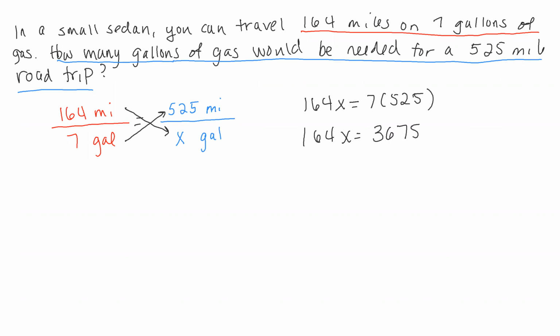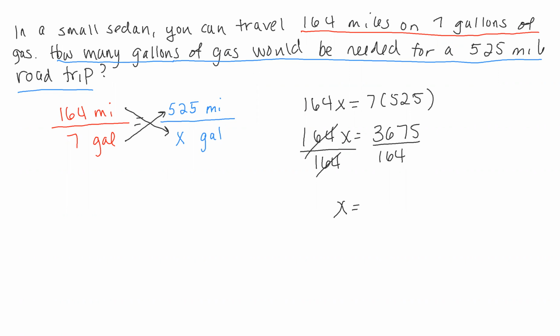So I've got my equation. I need to get X alone. Remember, when you're solving these equations, your goal is to get X alone. And the way we get X alone is we undo what has happened to X. Well, what has happened to X here? It was multiplied by 164. So I'm going to divide by 164. And to maintain balance or equality, I'm going to divide by 164 on both sides of the equation. On the left, the 164s cancel, leaving me just 1x. And then on the right, 3,675 divided by 164.